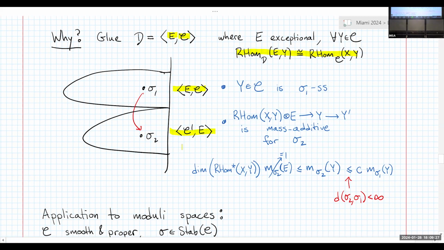Now Y will not be semi-stable anymore, because Y lives in C, but not in C prime. So the mutation gives me this exact triangle, and it turns out this will be mass additive for the other stability condition. And so you just take that mass additivity and it implies that the dimensions of the R-Homs, because this is mass additive, the mass of this first term has to be less than or equal to the mass of the middle piece. And that's what this is saying.